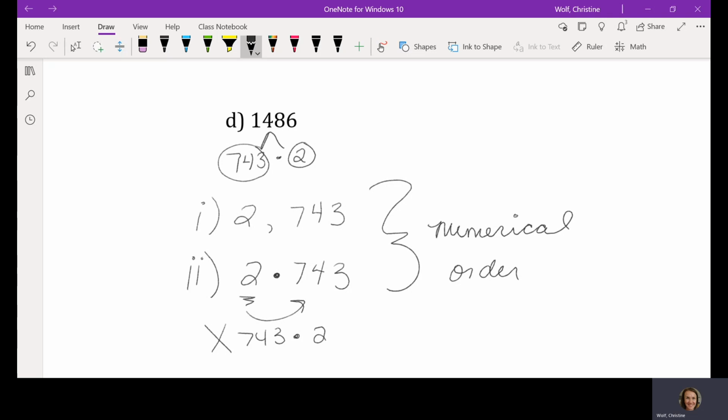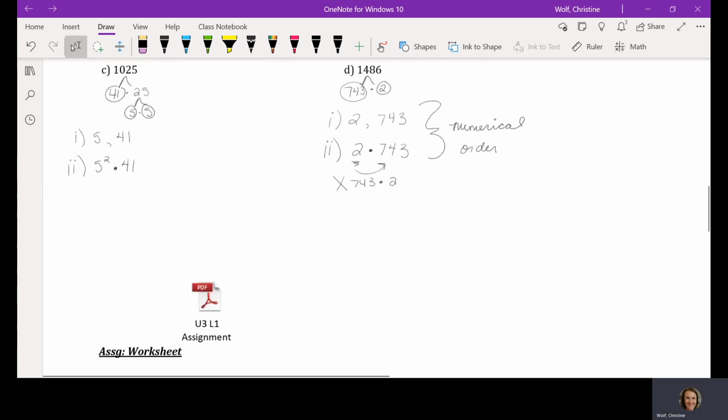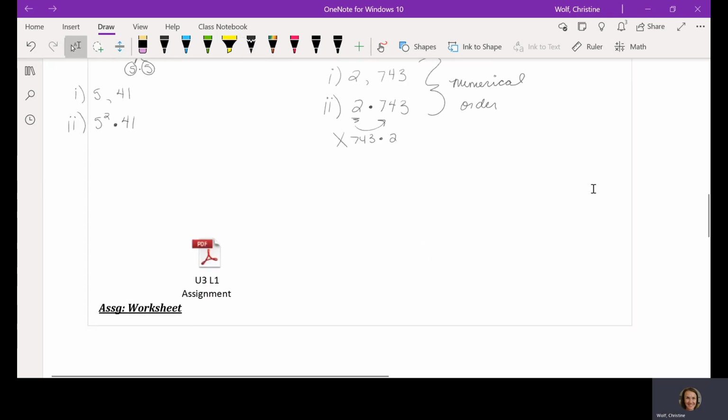That's the first lesson of Unit 3. I hope it was okay. It's a lot of calculator work. At the bottom here is the Unit 3 Lesson 1 assignment. So if you open that up, you'll see a bunch of questions, and on the back you'll see the solutions.